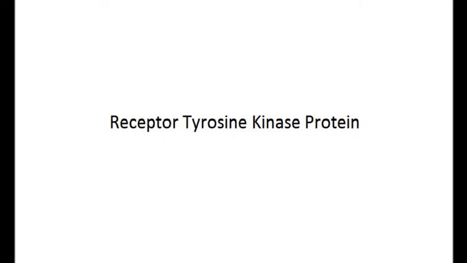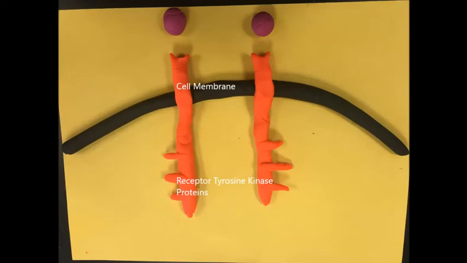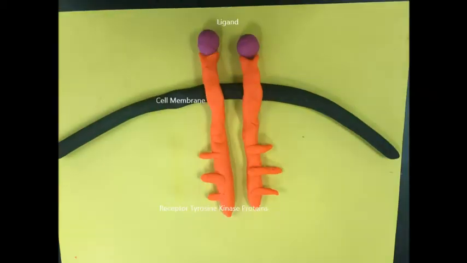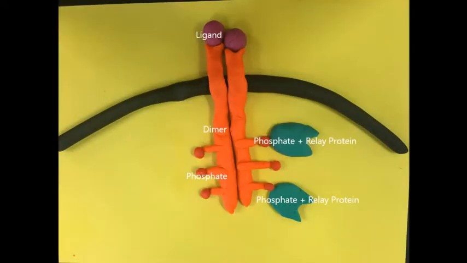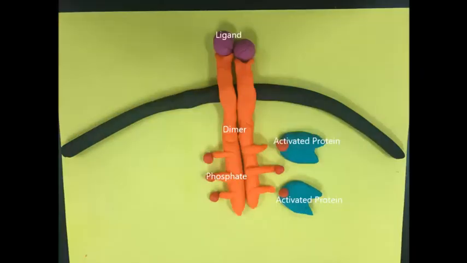Receptor tyrosine kinase protein. A ligand binds to the receptor tyrosine kinase protein, which makes it into a dimer, and the dimer takes 6 phosphates and gives them to a relay protein, turns it into an activated protein, which then changes the cell response.